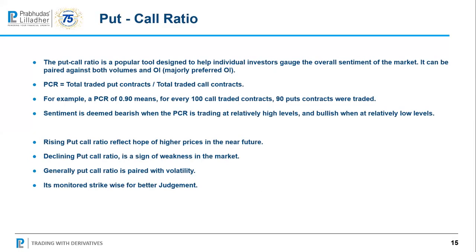Another very important and key indicator that we keep hearing about is the put call ratio, that is the PCR. The put call ratio is a very popular tool designed to help investors gauge the overall sentiment of the market. It is paired against both volumes and OI, but majorly we do it with OI. So how is PCR calculated? PCR is the total traded put contracts divided by the total traded call contracts. On the analysis side, like we have seen in the option chain, the call side and put side. So I'll just show you so that it is easy.